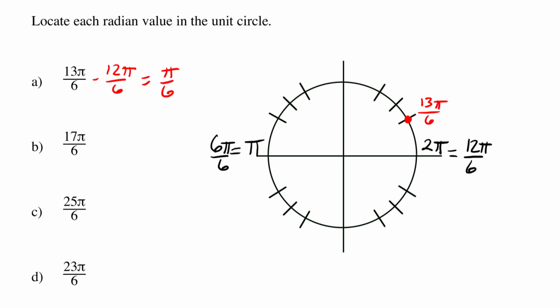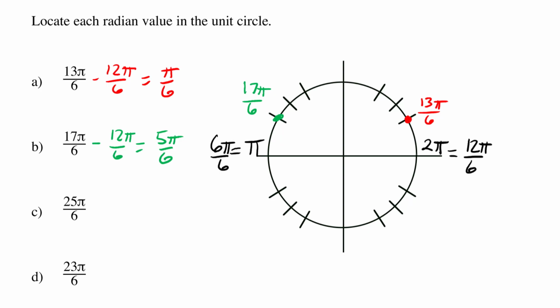17 pi over 6, again, we can subtract away 12 pi over 6. And this time we get 5 pi over 6. But think about it, 5/6 is a little bit less than 6/6. So it's in quadrant 2 at the 30-degree location. And that's where 17 pi over 6 is, in quadrant 2.